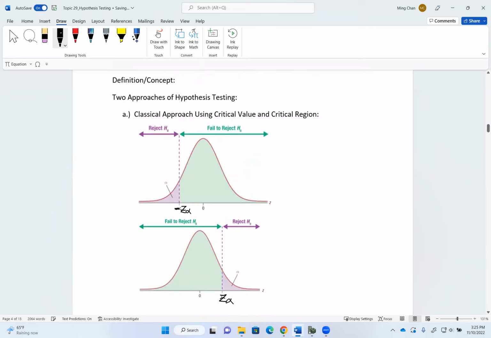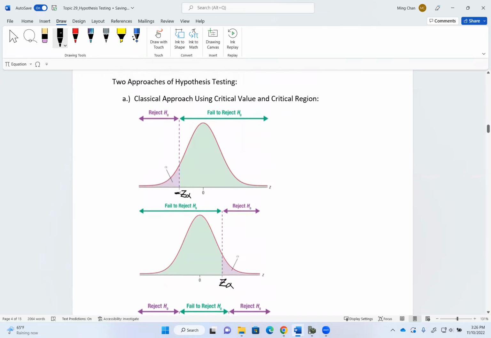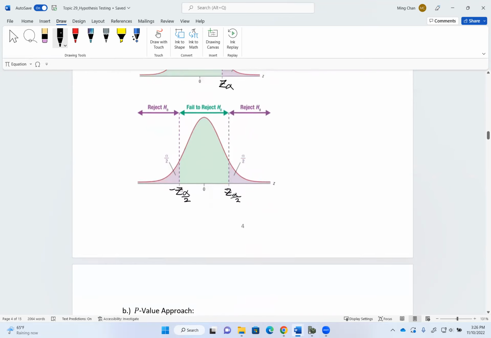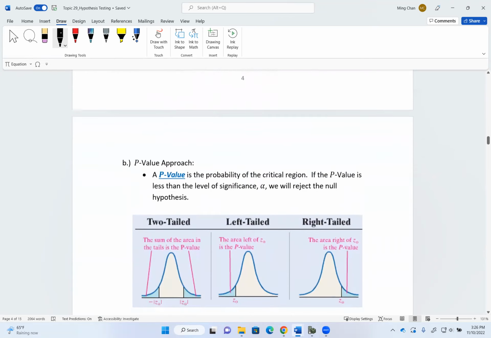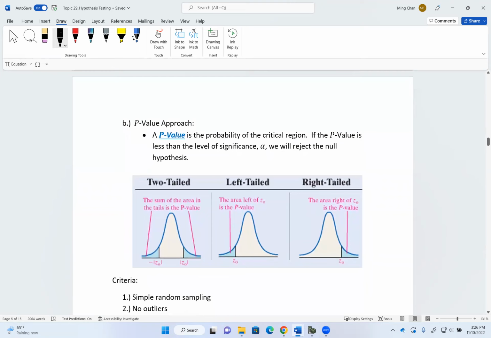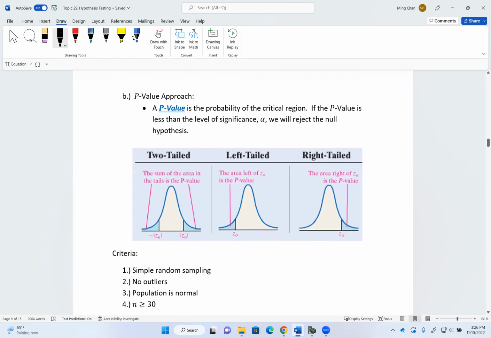We're using test statistics and the critical value to determine whether we will reject or fail to reject the null hypothesis. Another one is called the p-value approach. A p-value is the probability of the critical region, so it's looking at the areas under the curve. If the p-value is less than the level of significance alpha, then we will reject the null hypothesis.